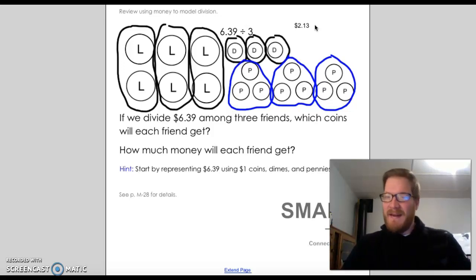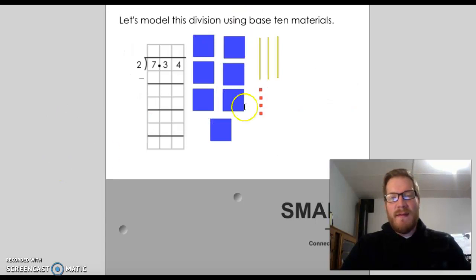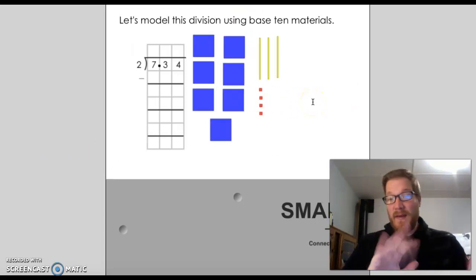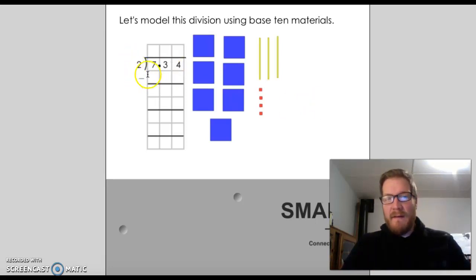Sometimes the number is not evenly divisible by what you're being asked to divide by, and that gets a bit trickier. In that situation, we can move over to using some base 10 models. What we have here is the standard algorithm for division. This is the long division model. Over here I have base 10 stuff, which we're going to be using.